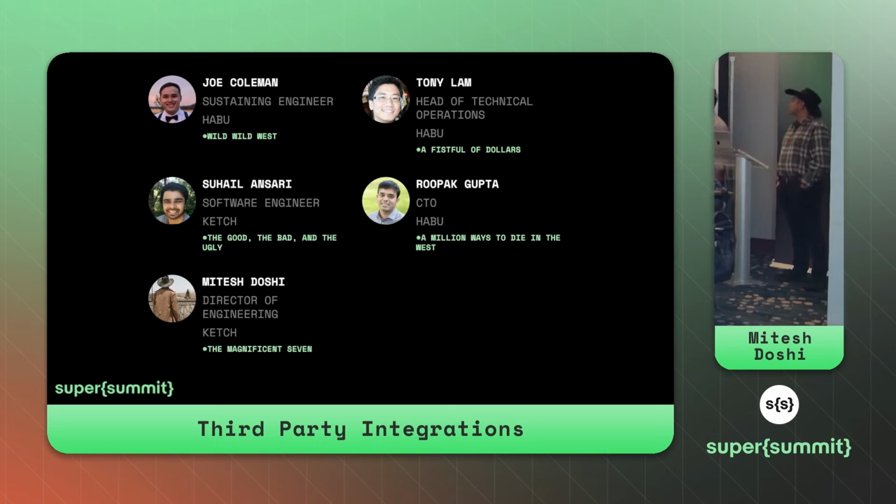This is the team that's presenting the third-party integrations. We have Joe, Tony, Sohail, Rupa, and myself.